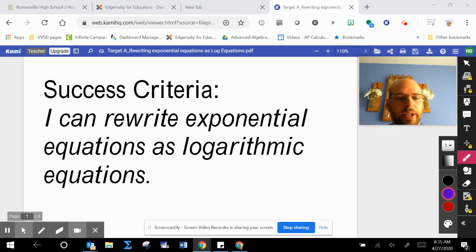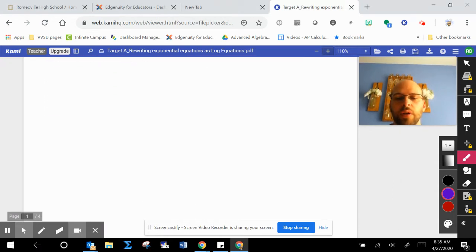Hello. Today's success criteria is going to be that I can rewrite exponential equations as logarithmic equations, and actually we'll do vice versa as well. We'll start with a log, and we will try to end with an exponential equation. Okay, so let me show you what this looks like. This will be brand new for most of you.